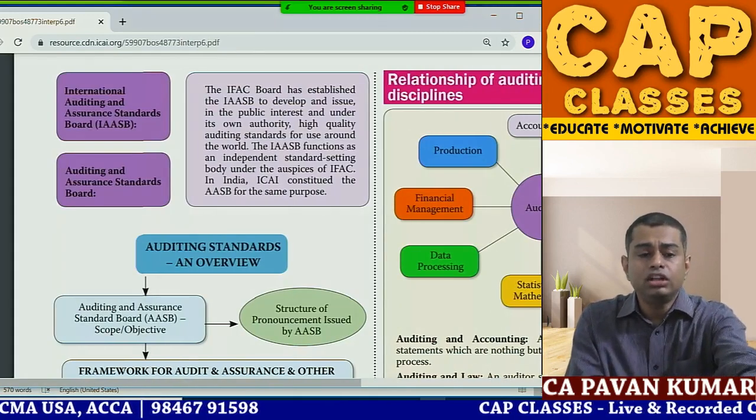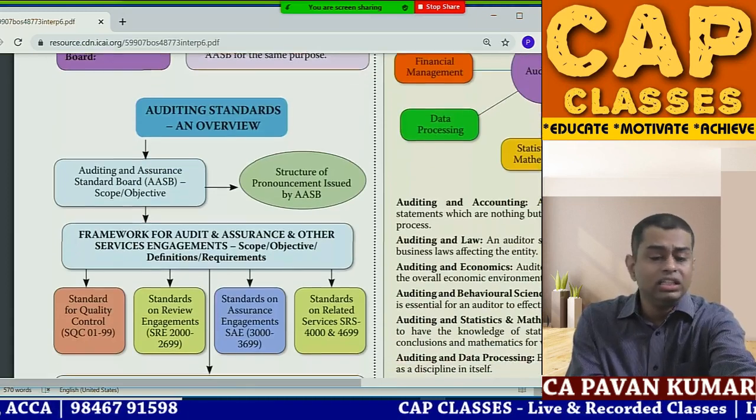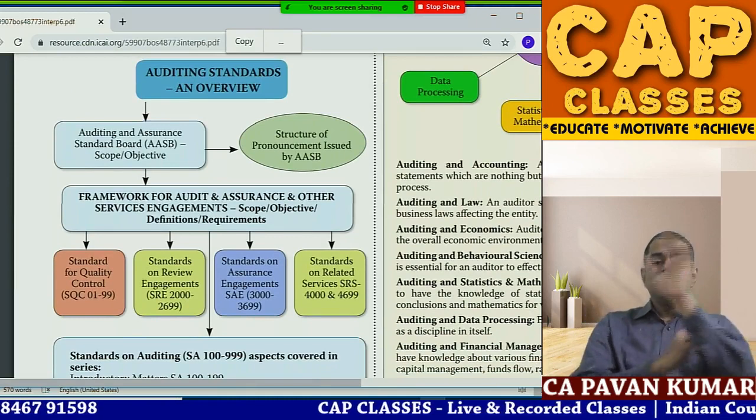Okay, so let us go to the next question. How are these auditing standards developed, the framework and all. This is also not that important, but take a quick view of the chart. Read the chart on the board.